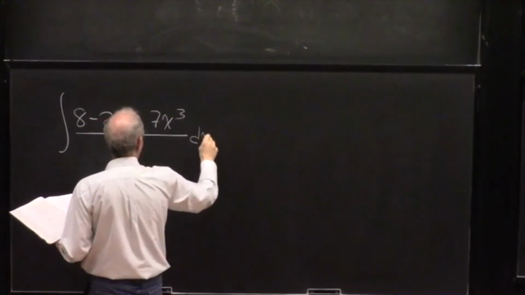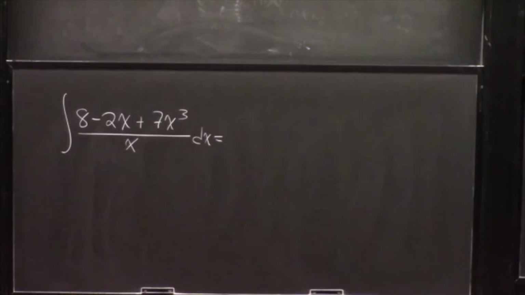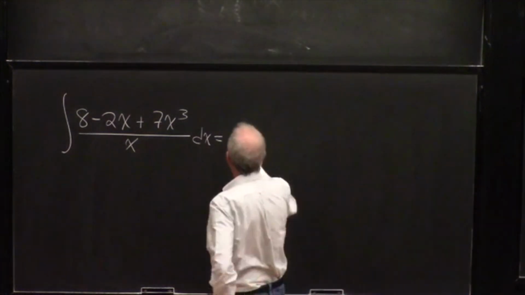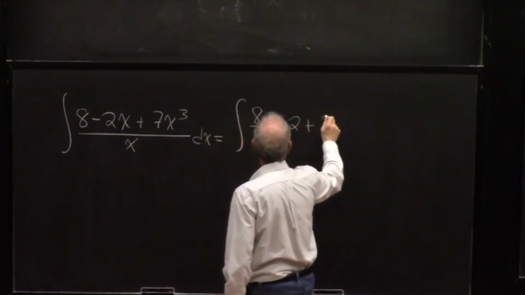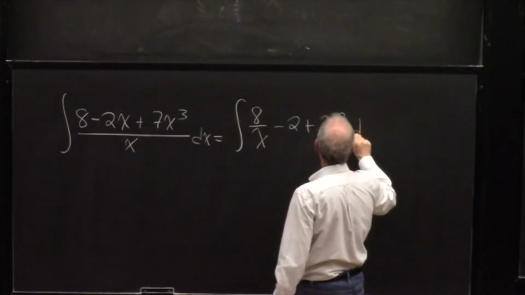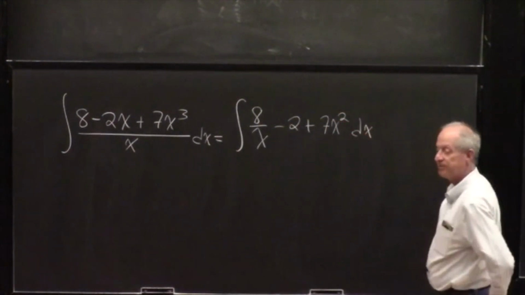Let's see if you can do that. All right, that's long enough. Okay, we didn't see one that looked like this, but just do the division first. Let's make that 8 over x minus 2 plus 7x squared dx. This, of course, assumes that x is not 0.